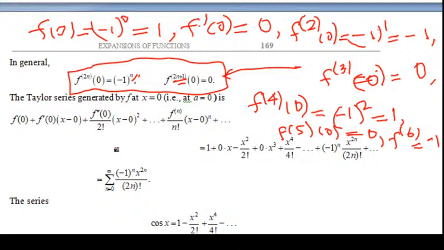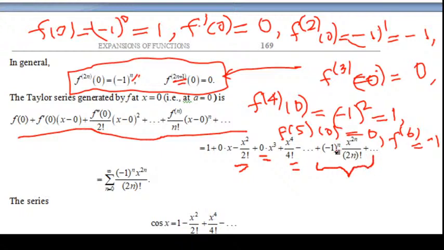Okay. So we substitute all these values in this Taylor series expansion, and we get f of 0 is 1, f prime of 0 is 0. We continue this step. What about f2 of 0? f2 of 0 is negative 1. So we get this step. The next step is 0. Then the next step is x to the power 4 by 4 factorial plus etc. Take care of this step. We have written negative 1 to the power n, x to the power 2n by 2n factorial.